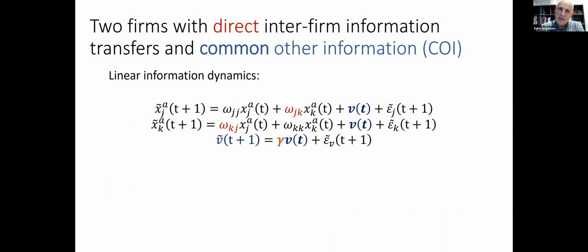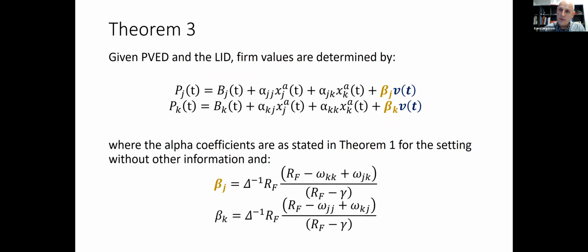We have this V that's in blue here, the added term in the linear information dynamics, and we assume, as does Ohlson, that this other information as an approximation, as a first step, follows an AR1 process with a coefficient gamma that's in orange in the last equation here. And then we resolve the model from the baseline case. We solve again that prices depend on own book value, own abnormal earnings, the other firm's abnormal earnings, and the other common information. And we show how the other common information is valued by each firm through the coefficients.